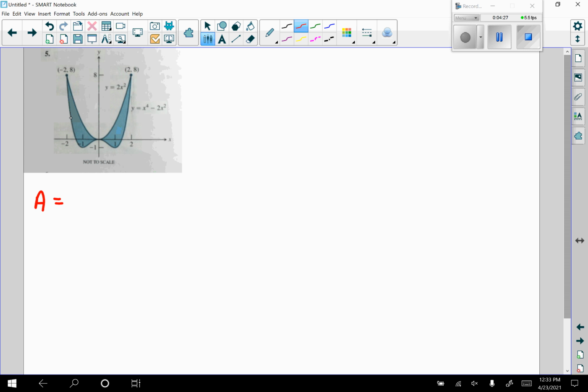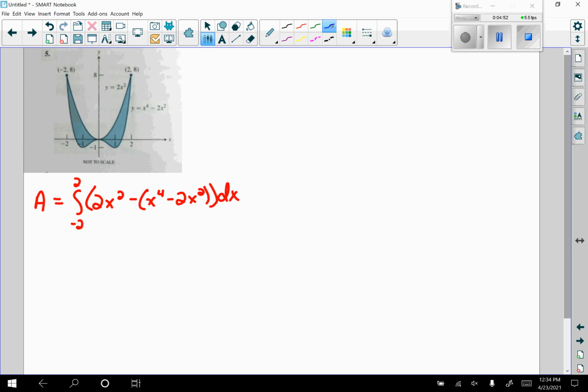We can go from -2 to 2. And again, our topmost curve would be the 2x squared. We just have to be careful as we subtract a binomial here. And then the lower curve would be the x to the 4th minus 2x squared. So that's one way to do this.